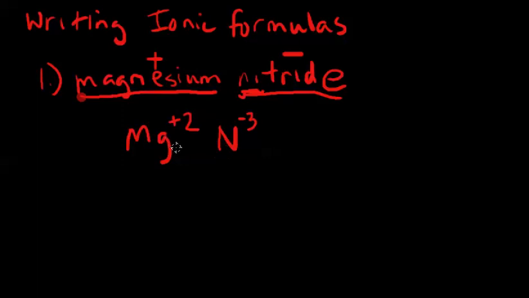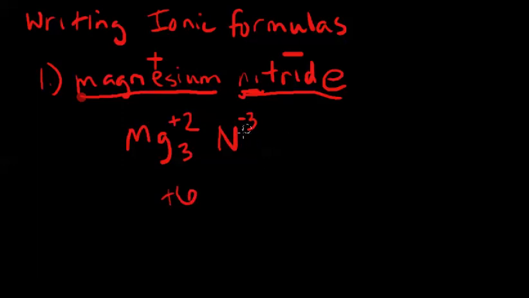So if we have 1 magnesium and we have 1 nitride, that doesn't add up to 0. Right now it's -1. So the trick to doing this, especially with 2 and 3, is what's the smallest common multiple of 2 and 3? Well, the smallest common multiple of 2 and 3 is 6. So we would need 3 magnesiums to get to +6.